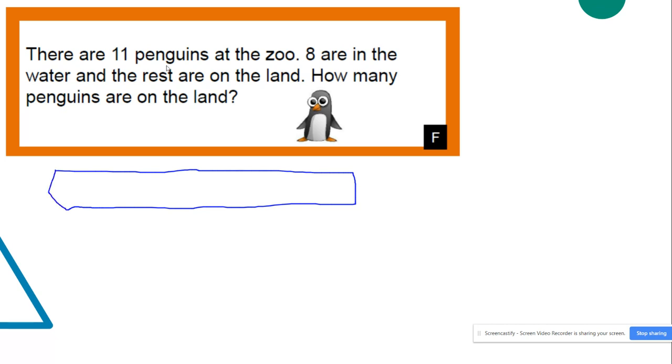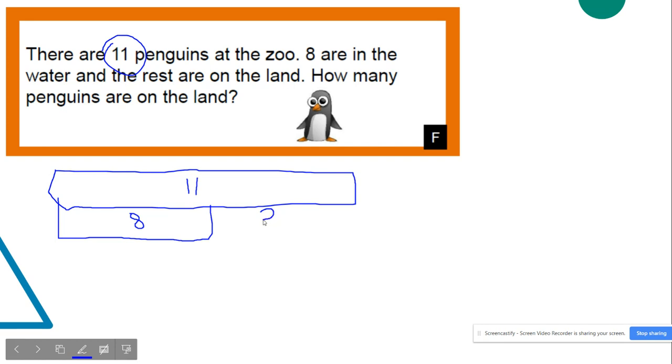There are 11 penguins at the zoo. So that's my whole on my number tape. 8 are in the water. And the rest are on land. So here's our whole part. We don't know this part. So we could use subtraction. 11 minus 8 equals something.